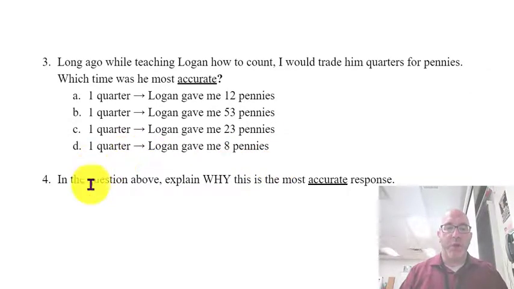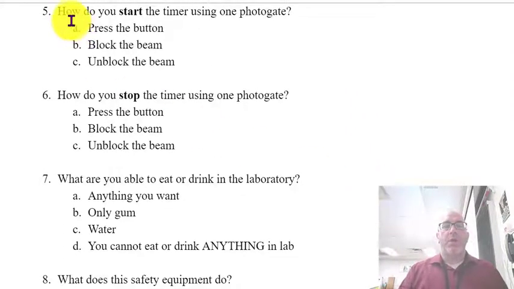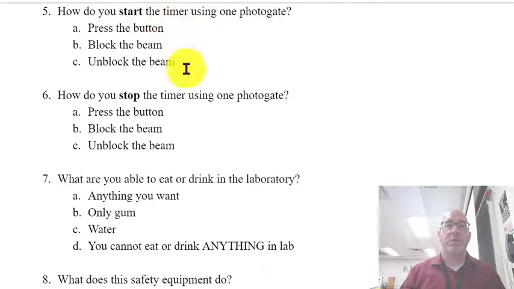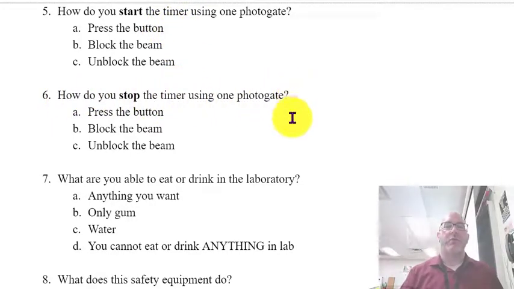And then question 4 kind of relates to question 3. In the question above, explain why it is that you chose which one to be the most accurate response. Okay, flip it over. Question 5, how do you start the timer if you only had 1 photo gate? Question 6, how do you stop the timer if you only had 1 photo gate?